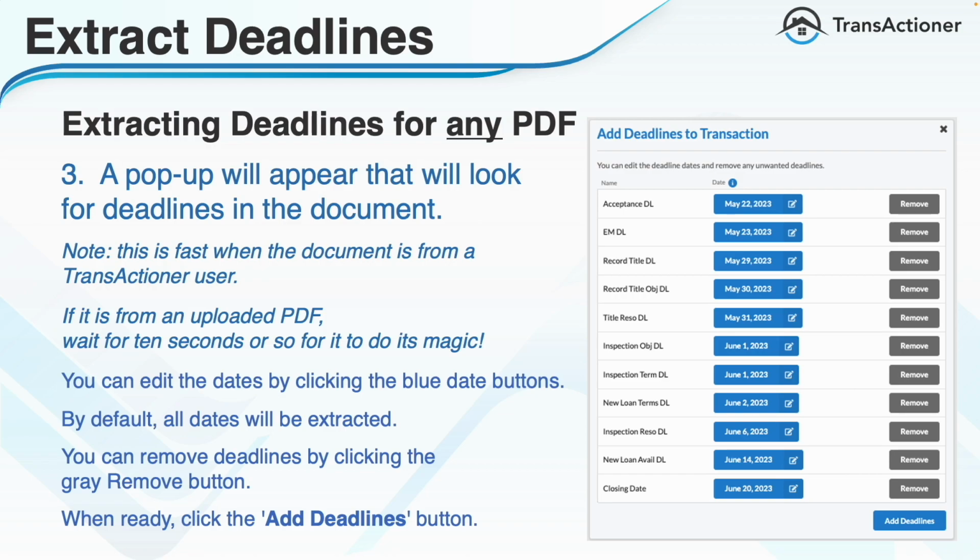If it is from an uploaded PDF or a scanned PDF, you're going to have to wait 10 seconds, maybe a little bit longer for it to do its magic. Once the pop-up appears, you can edit the dates as needed by clicking the blue date buttons. By default, all of the deadlines will be extracted and added to your calendar. However, you can remove a deadline if you just don't care about it, such as maybe possession date. When you're ready, click on the Add Buttons button on the lower right.